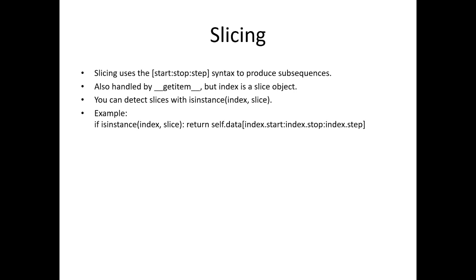Slicing. Slicing allows us to retrieve subsequences using start, stop, step syntax. This is also handled by __getitem__, but in this case, the index argument is actually a slice object. You can check this with isinstance(index, slice) and use the slice attributes to return the correct subrange. Implementing slicing properly makes your sequence feel much more like a built-in type.